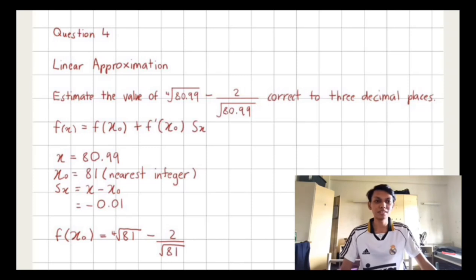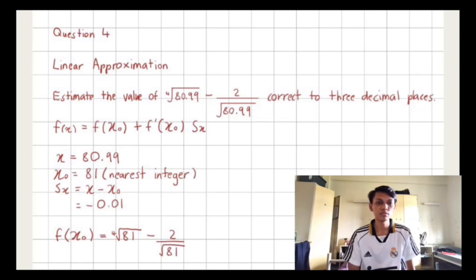Today I'm going to explain question number 4, linear approximation. The question asks us to estimate the value of square root of 4 times 80.99 minus 2 divided by square root of 80.99, correct to 3 decimal places. First things first, we must write down the formula for linear approximation. The formula is f(x) equal to f(x naught) plus f prime(x naught) times delta x. The x value is 80.99, which we get from the question. For x naught, we must write down the nearest integer to the value of x, so in this case I use 81.